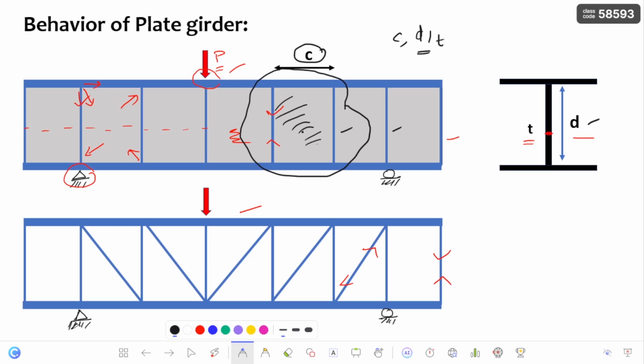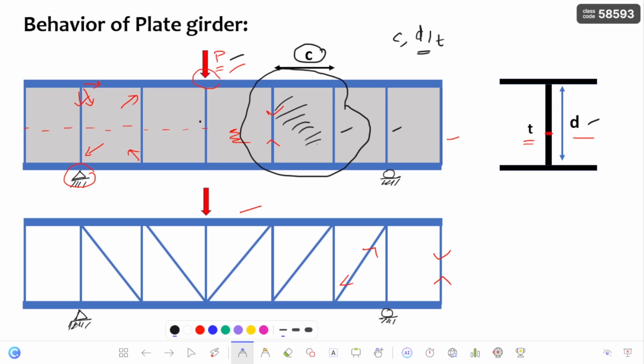And due to the application of the external load, the shear load acts on this panel. As the shear load increases due to the application of the external load, the web starts buckling.